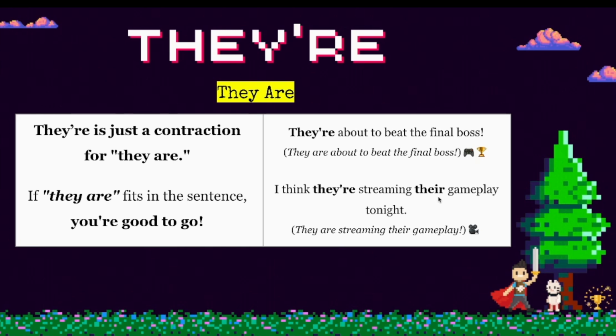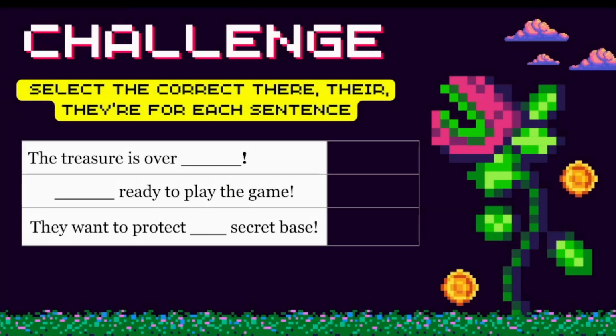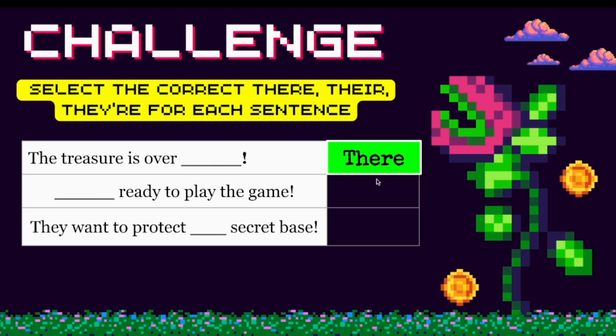So let's go back and look at our challenge questions. So we have the treasure is over there. Look at what you put. Let's see if you got it correct. THERE. Yes, it's a place. We can replace that with here. The treasure is over here. That would also make sense. So we know that's the correct spelling.